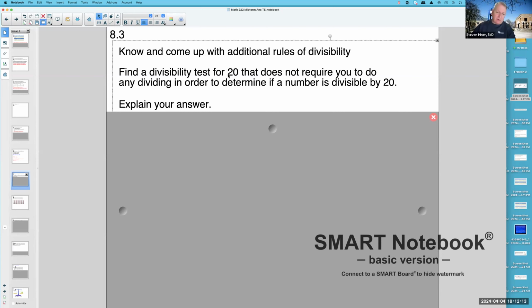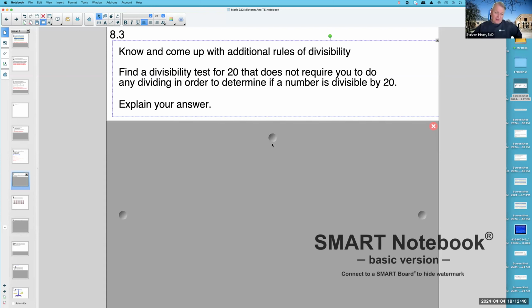So here's an example. Find a divisibility test for 20 that does not require you to do any division to actually find out. I think you already know a number is divisible by 10 if it ends in 0, right? That makes sense. So let's use that idea. What would limit it to only 20, 40, 60, and 80?